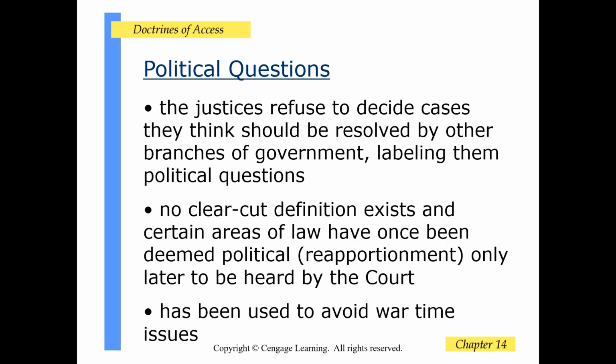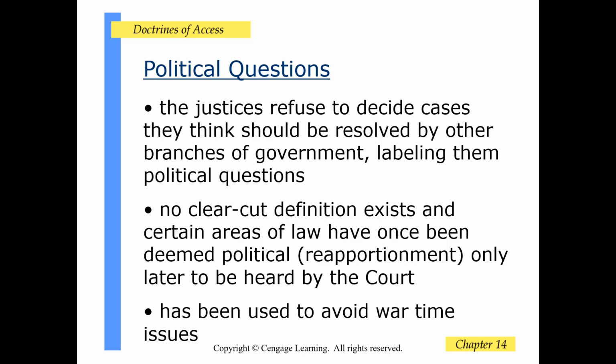What about political questions? Well, the justices of the Supreme Court refuse to decide cases they think should be resolved by other branches of government, labeling them political questions. There is no clear-cut definition that exists, and certain areas of law have once been deemed political, like reapportionment, only later to be heard by the Supreme Court. Political questions have been used to avoid wartime issues, for instance.